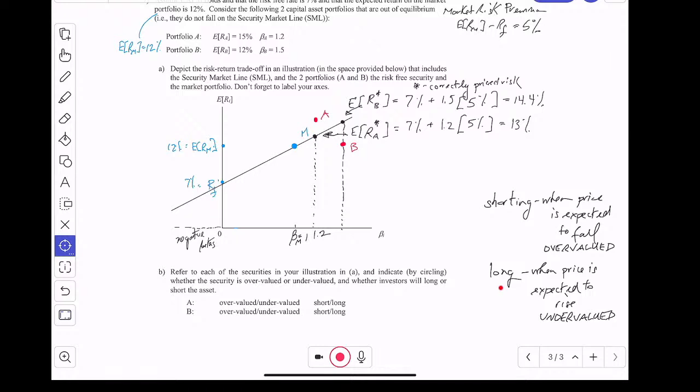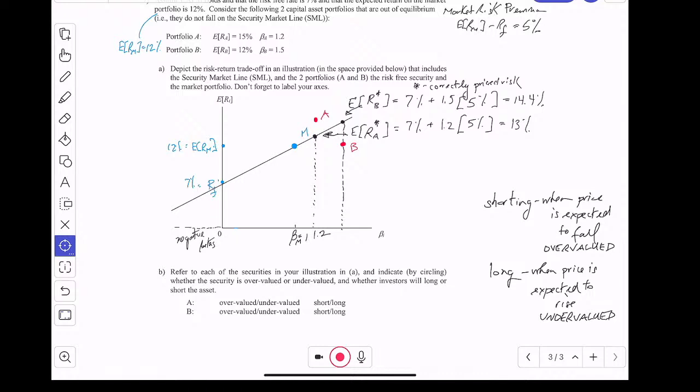You will long an asset, that means that you will buy and you will hold it because you want to realize the valuation going up, right? The higher value stock. So in terms of A and B, which one is overvalued and which one is undervalued? That's the question.